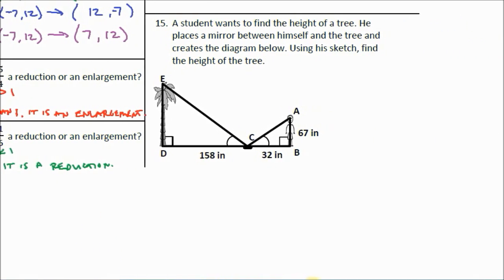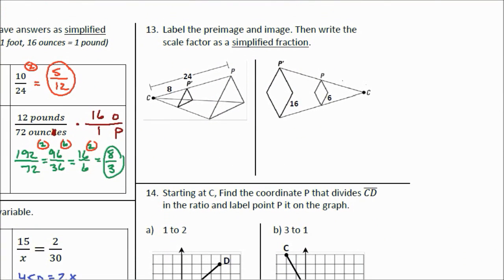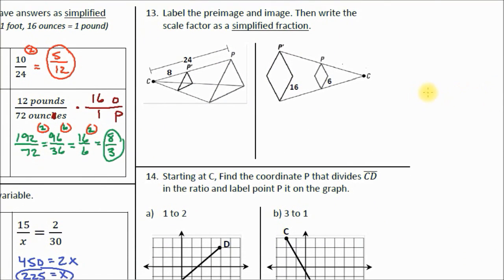Let's take a look at number 13. Number 13. Label the pre-image and image, then write the scale factor as a simplified fraction. That means don't change it to a decimal. All right, let's do the first one. P does not have prime. That is our pre-image. The copy is the prime. That is the image. We know scale factor is always image over pre-image.